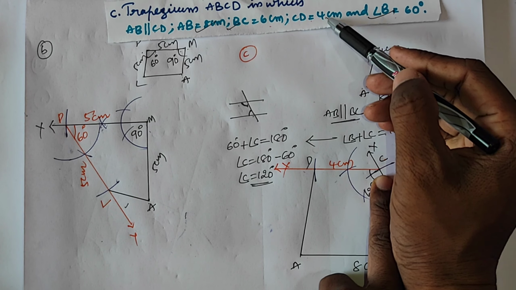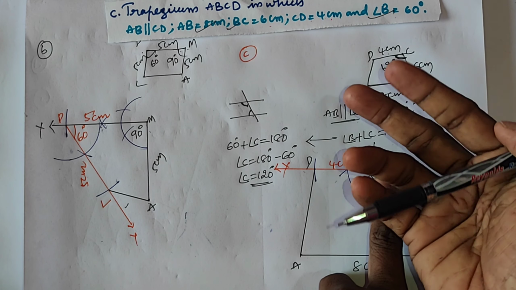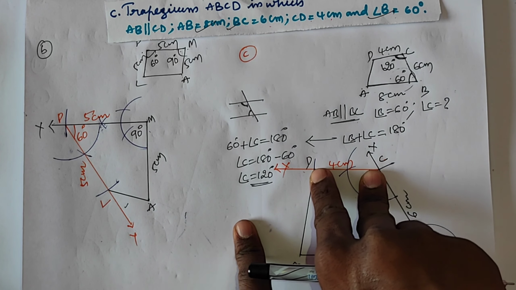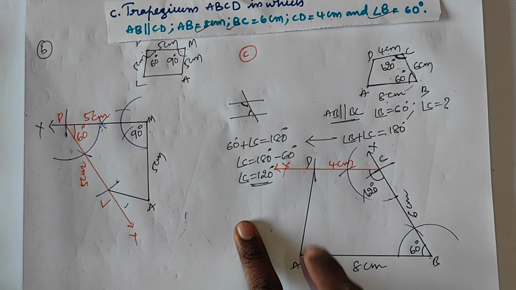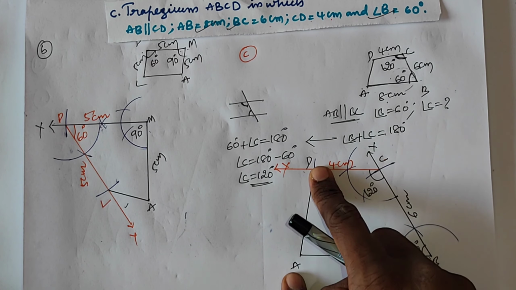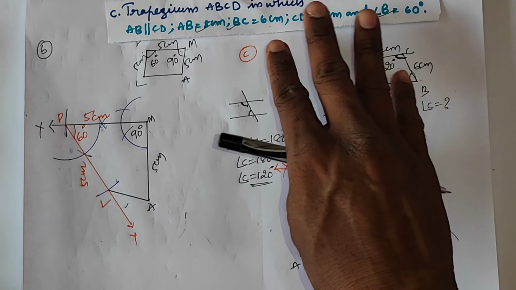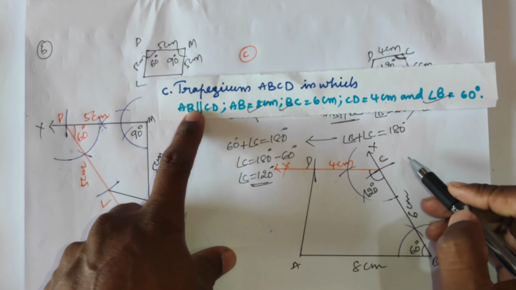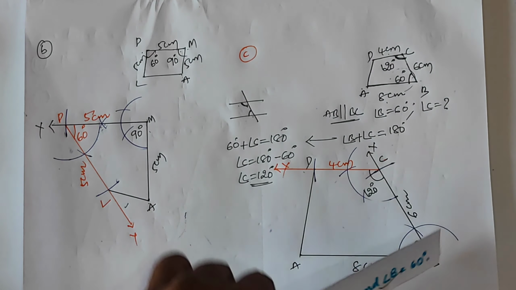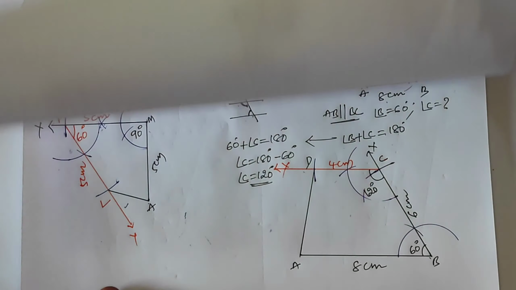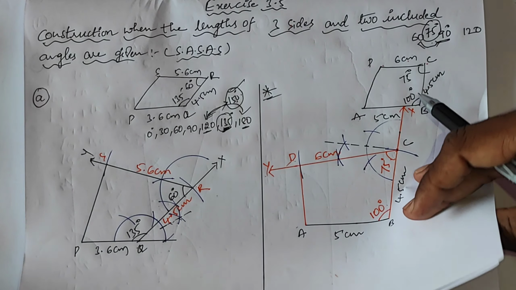Given CD length is 4 centimeters. With a length of 4 centimeters, taking C as center, I am cutting that ray. We got the intersecting point, and we are naming that one D. Then simply joining A to D. Then we got the required trapezium ABCD. So this is trapezium ABCD. So with that, we got the 4 sums completed.